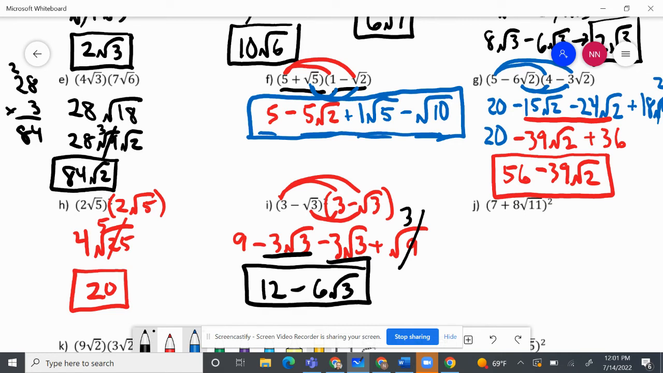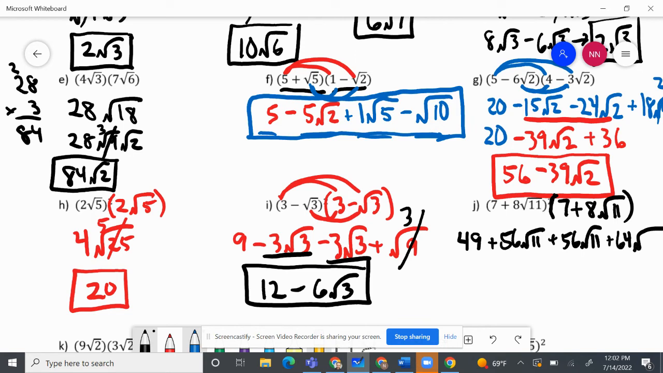For letter J, squared, what we're going to do is we're going to write it again. So that's 7 plus 8 square root of 11. 7 times 7 is 49. 7 times 8 gives us 56. 8 times 7 gives us 56, square root of 11. And then 8 times 8 gives us 64. And 11 times 11 is 121.